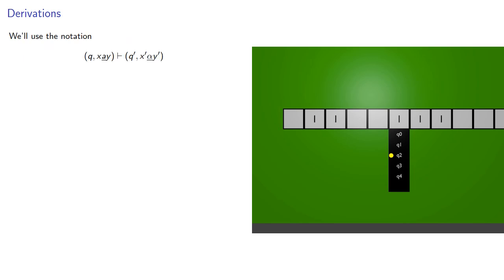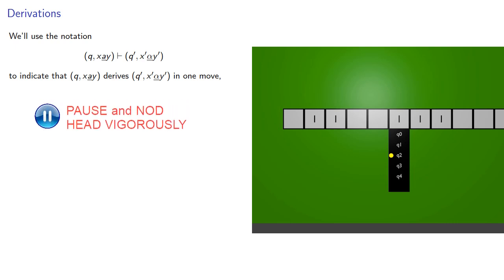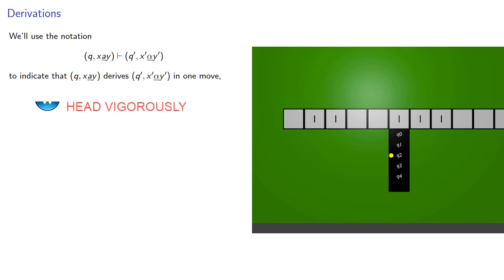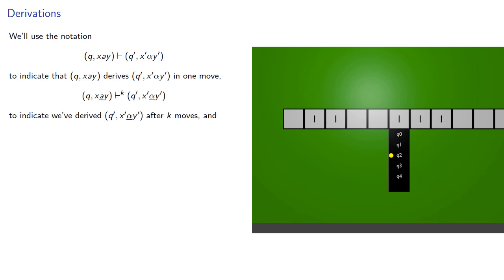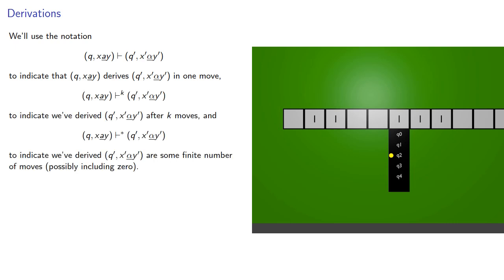and we'll use the notation to indicate that our machine moves from this state and this tape to a new state with a new tape, and we say that this indicates that Q, X, A, Y derives Q prime, X prime, alpha, Y prime in one move. And this notation to indicate that we've derived it after K moves, and this notation to indicate we've derived it after some finite number of moves, possibly including no moves at all.